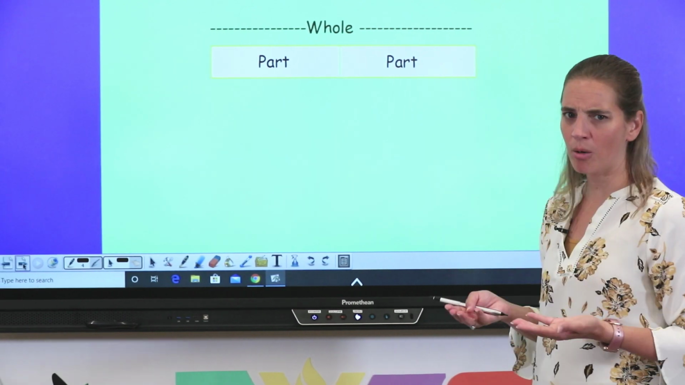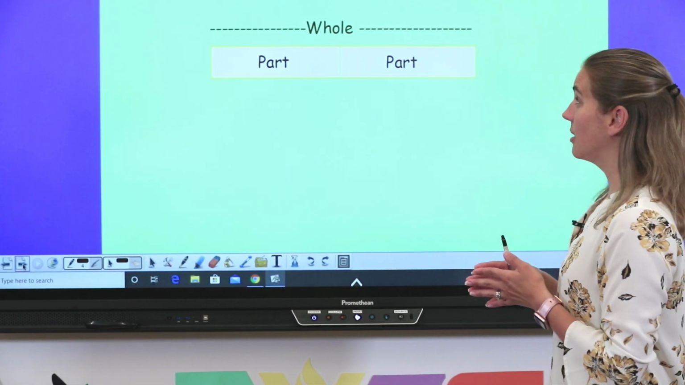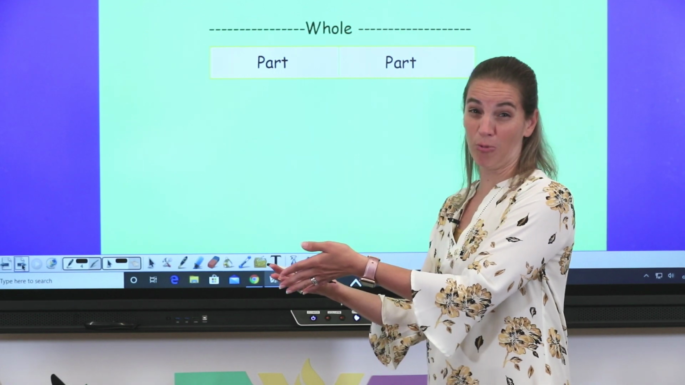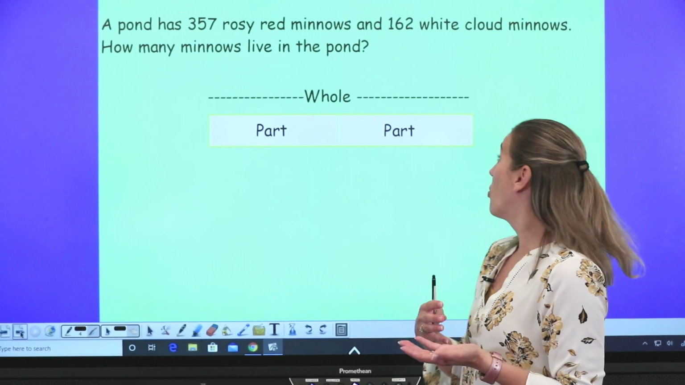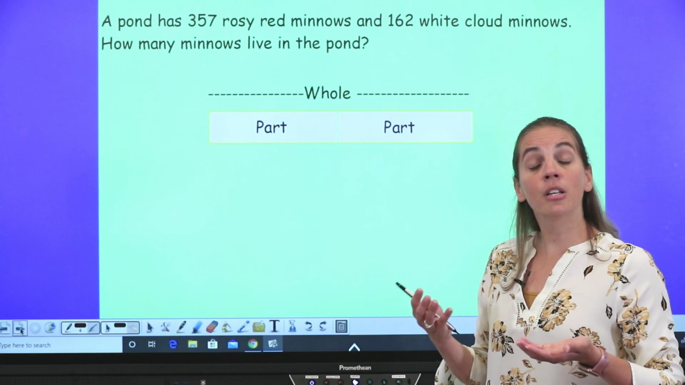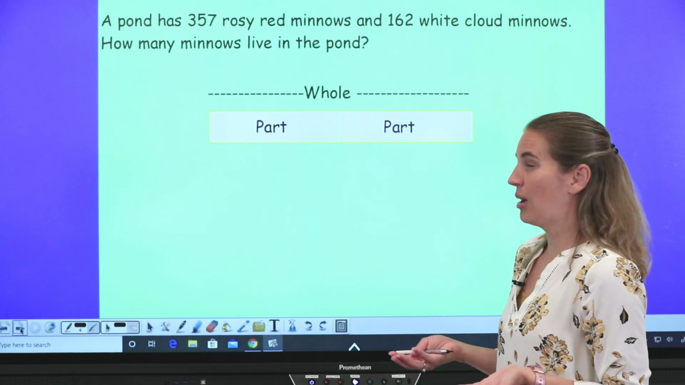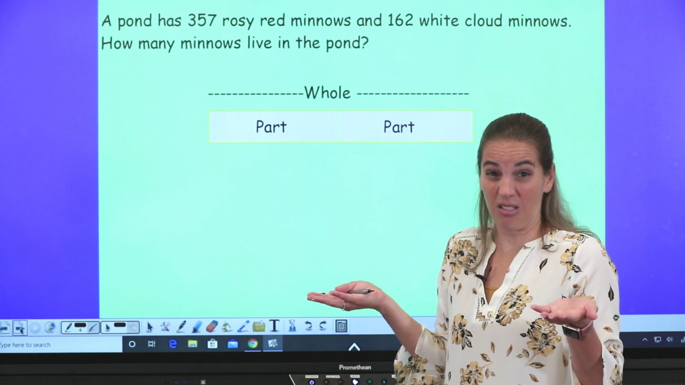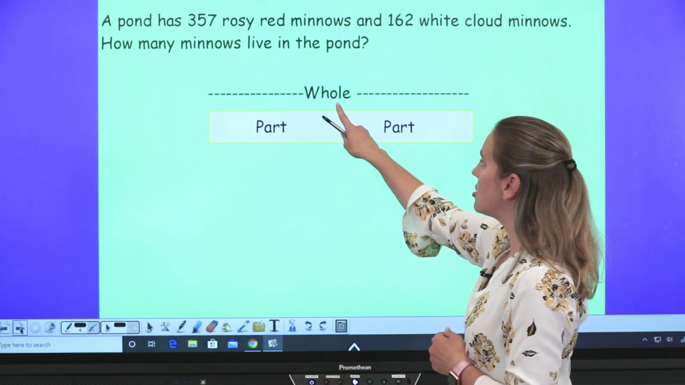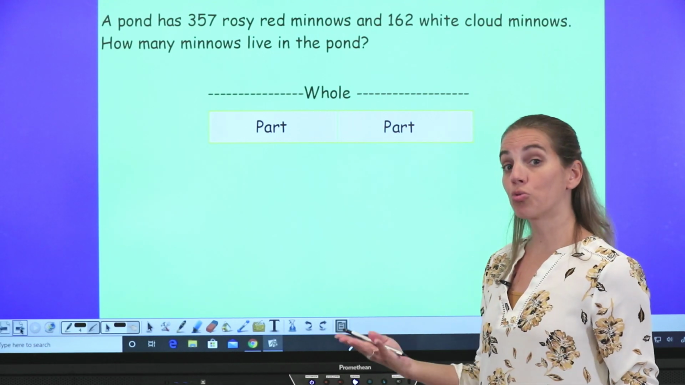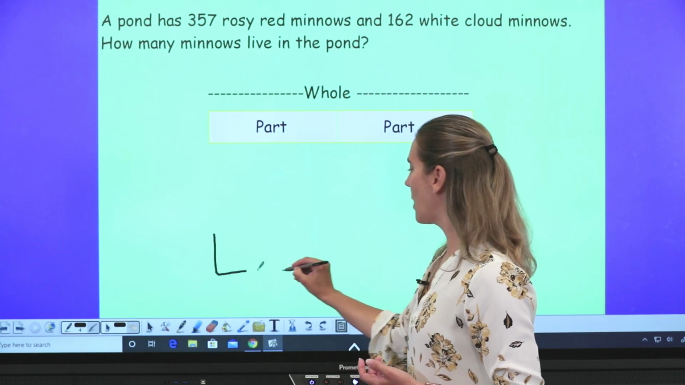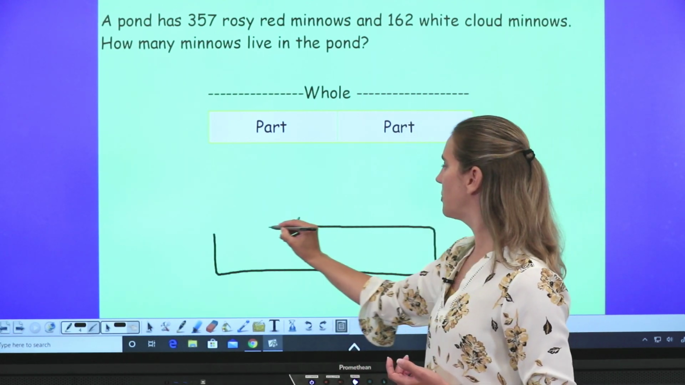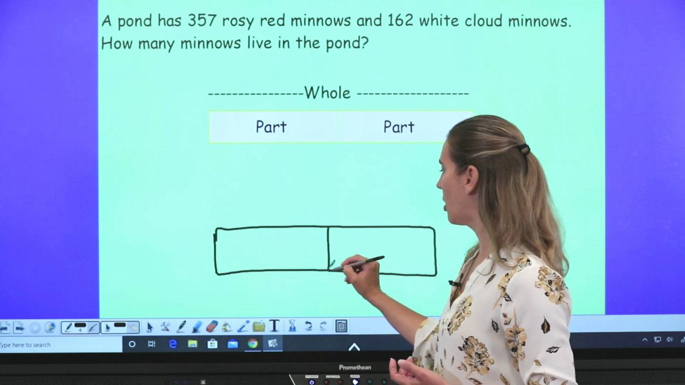Okay, well, let's think about what we know. I know that part of the minnows are red rosy minnows, and I know that part of the minnows are white cloud minnows. But what I don't know is how many minnows are in the pond. I don't know how many total, right? So I don't know my whole. Let's draw another bar diagram down here. So I'm going to draw just a rectangle. I'm going to split my rectangle into two parts.